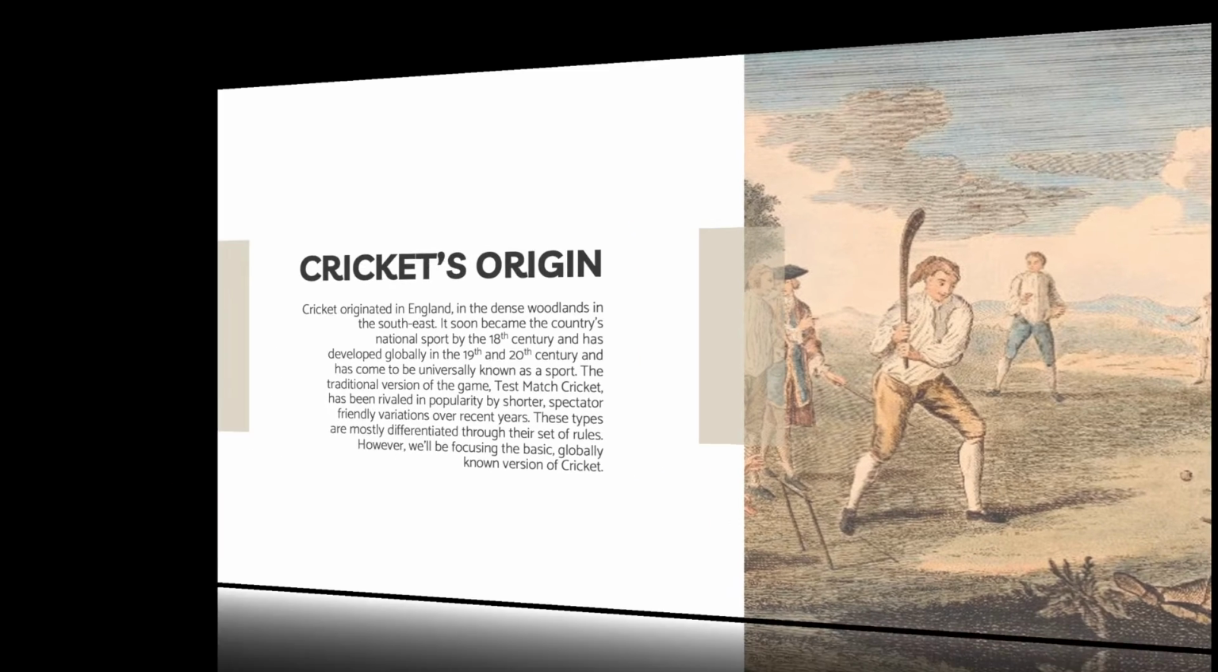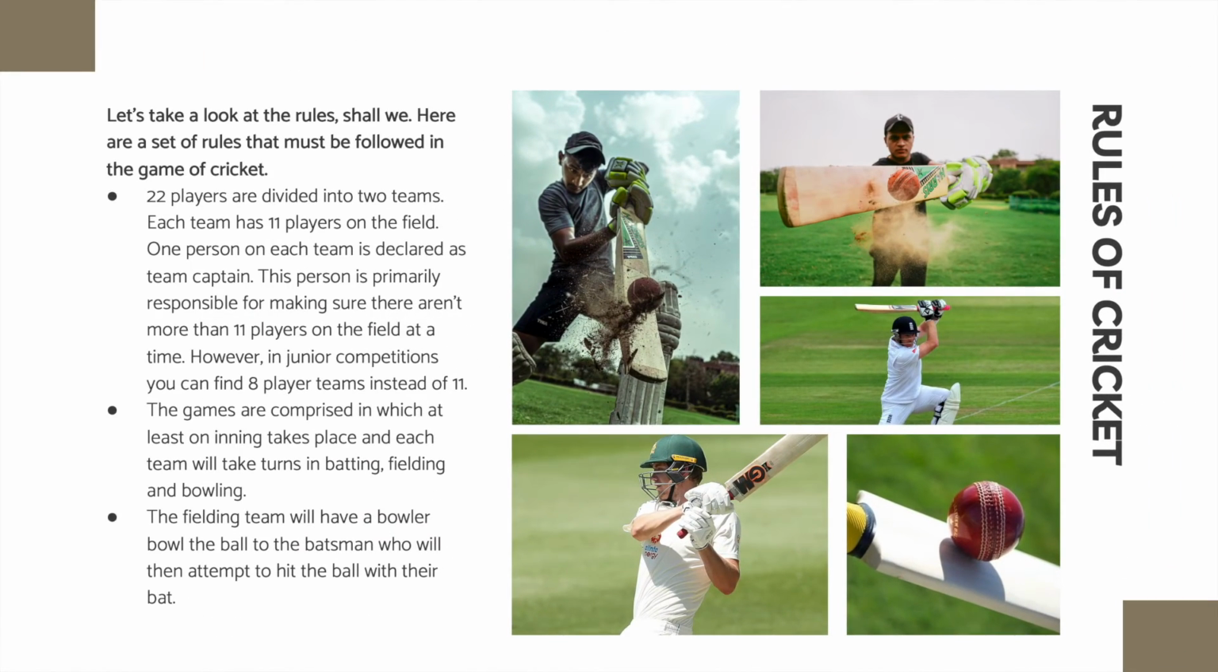Here are a set of rules that must be followed in the game of cricket. 22 players are divided into 2 teams. Each team has 11 players on the field. 1 person on each team is declared a team captain. This person is primarily responsible for making sure there aren't more than 11 players on the field at a time.